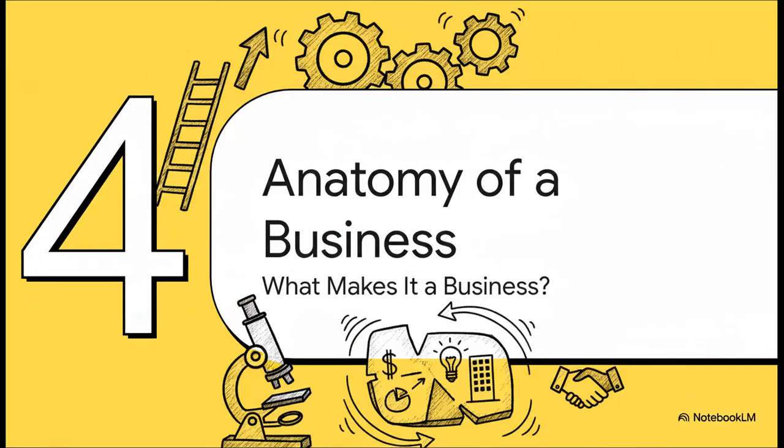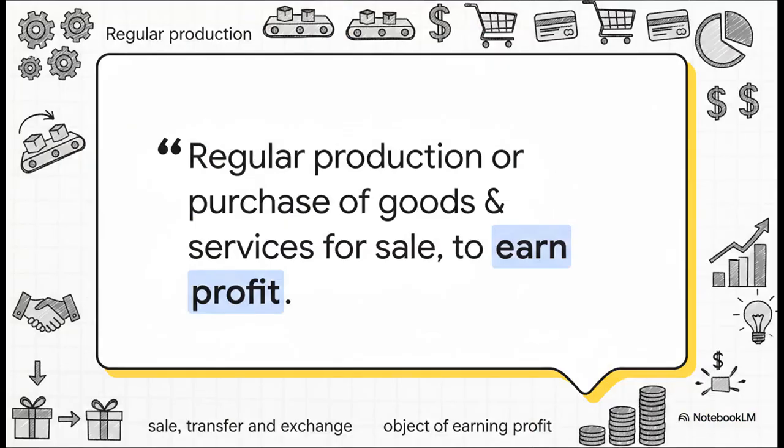Okay, so we've kind of separated business from the other ways of earning money. Now let's put business itself under the microscope. What are the absolute essential ingredients that make a business, well, a business? So here's the textbook definition, and seriously, every single word here is important. Regular production. That means it's not just a one-off sale you make on Facebook Marketplace. For sale, transfer, and exchange. That part's crucial. If you build a table for your own house, that's not a business. And of course, the whole point of the exercise is earning profit.